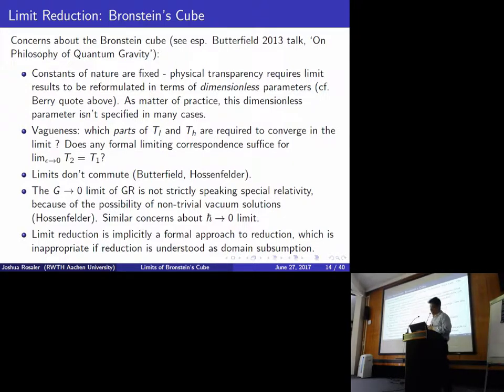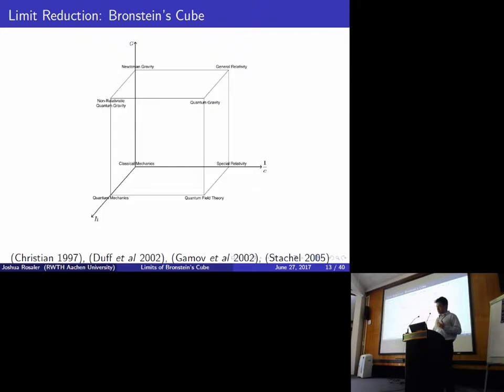Another critique is vagueness. Which parts of the reduced and reducing theory, so I'll call the purportedly reducing theory the low level, T sub L, and the purportedly reduced theory the high level, T sub H. Which parts of these theories are required to converge in the relevant limit? And does any formal limiting correspondence suffice for reduction in this sense? Another critique, made by both Butterfield and Hassenfelder, is that the limits in the diagram, in fact, don't commute. If one goes from quantum field theory to classical mechanics, one can do that either via quantum mechanics or via special relativity. So it's often pointed out that many of these limits don't commute.